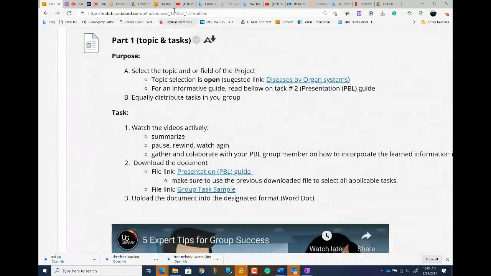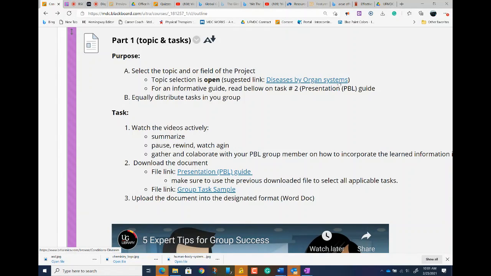what's the purpose, right? Select a topic and field project. Topic selection is open, so you can select whatever topic you want. Suggest a link right there. You click on it and you find different suggestions from A to Z diseases. Okay, you can talk about anything. All you have to do is relate it to a part of the class.